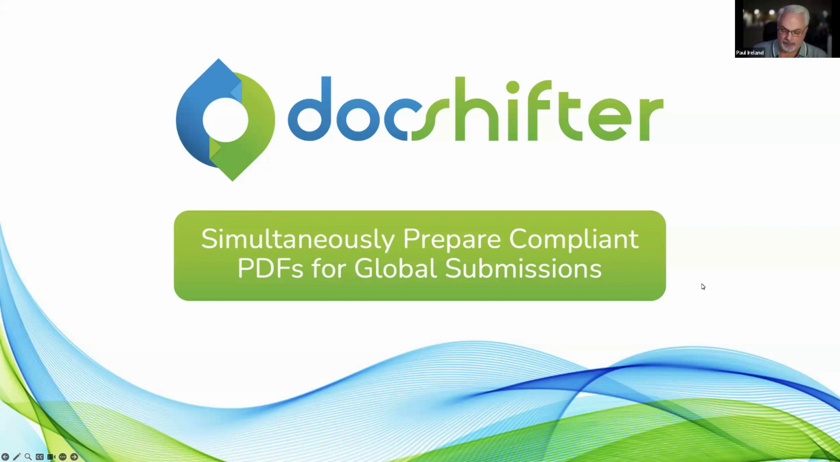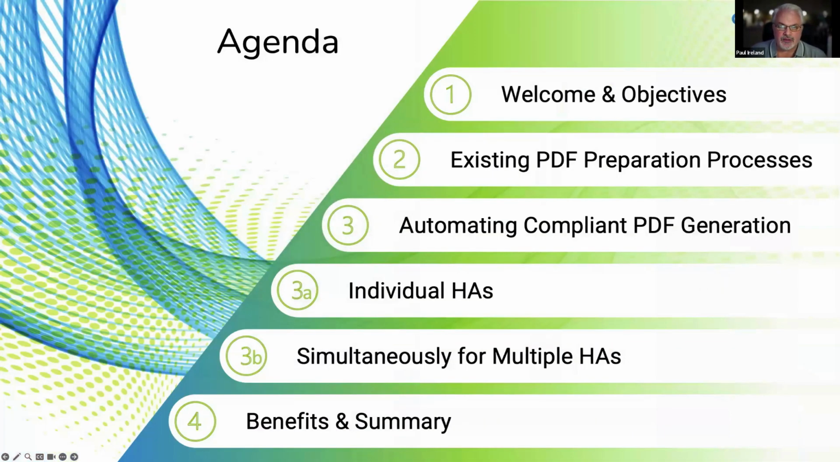So with that, just a couple of quick comments. I'll mention a couple of housekeeping points at the beginning, but I just want to have a quick look at some of the existing processes in preparing global renditions. So rather than individual renditions, how you create multiple simultaneous renditions, how you might do that today. And really then, before jumping into how that can be automated, whether at an individual health authority level or, more importantly for this session, how you can simultaneously create PDFs for multiple health authorities at the same time, and look at some of the benefits, etc.